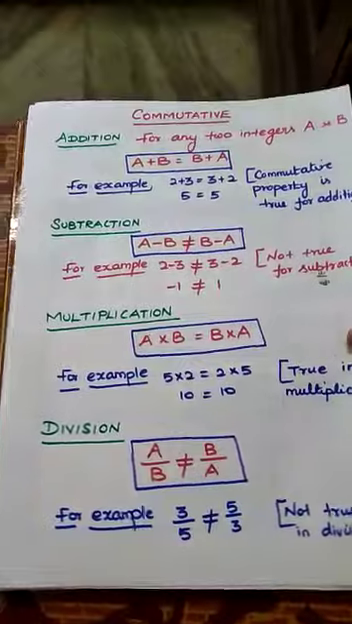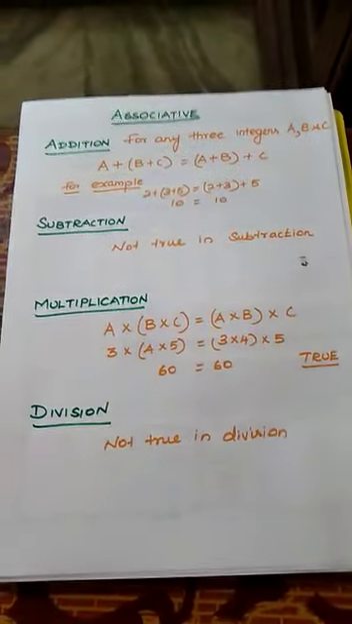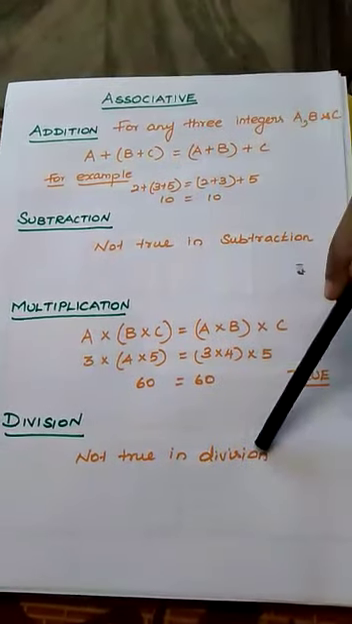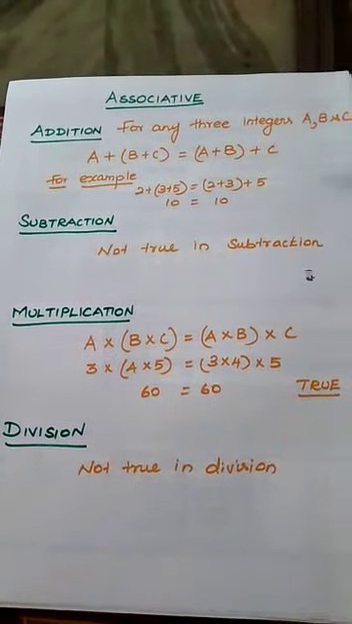The next property is the associative property. The associative property also we are going to discuss in addition, subtraction, multiplication and division. In the commutative property we use two values only.